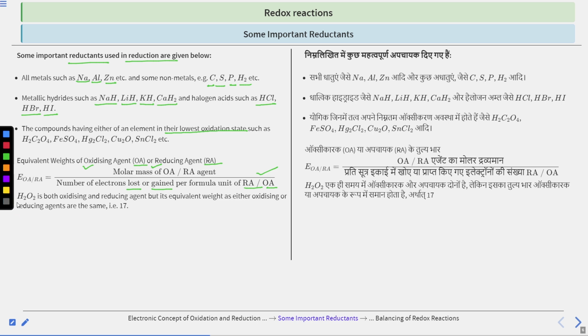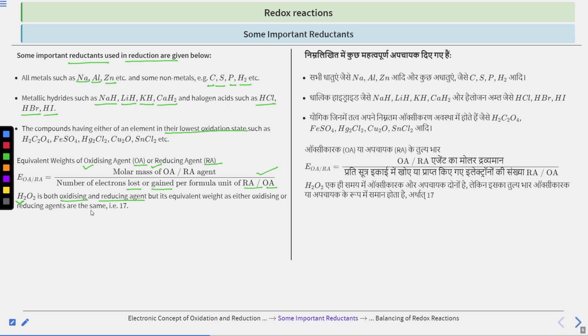H2O2 is an exception. There is a compound named H2O2 that is both oxidizing and reducing, so it acts as both. It is used as both an oxidizing and reducing agent, but its equivalent weight as either an oxidizing or reducing agent is the same. So H2O2 is a compound.